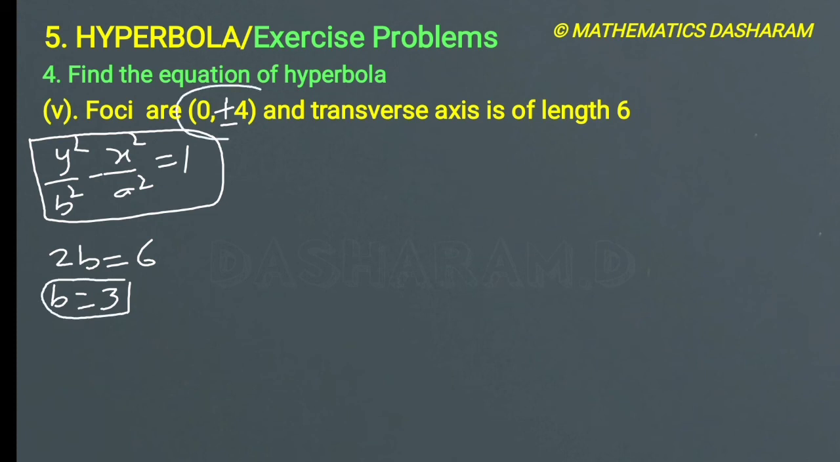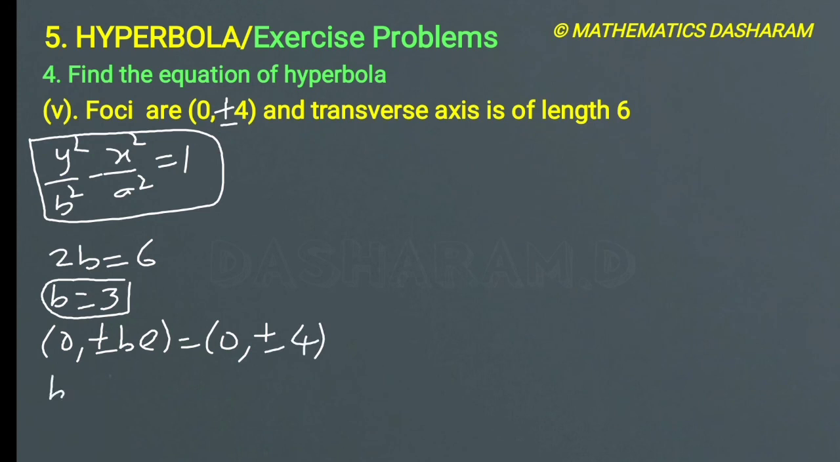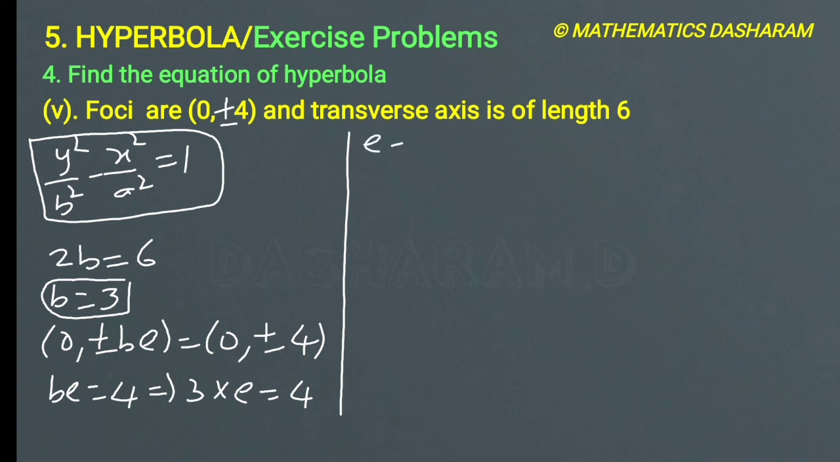Next to the foci 0 comma. Here the foci of this hyperbola is 0 comma plus or minus be. It is equals to 0 comma plus or minus 4. So then be equals to 4, but b value is 3. Let's substitute that. 3 into e equals to 4. So then e equals to 4 divided by 3.